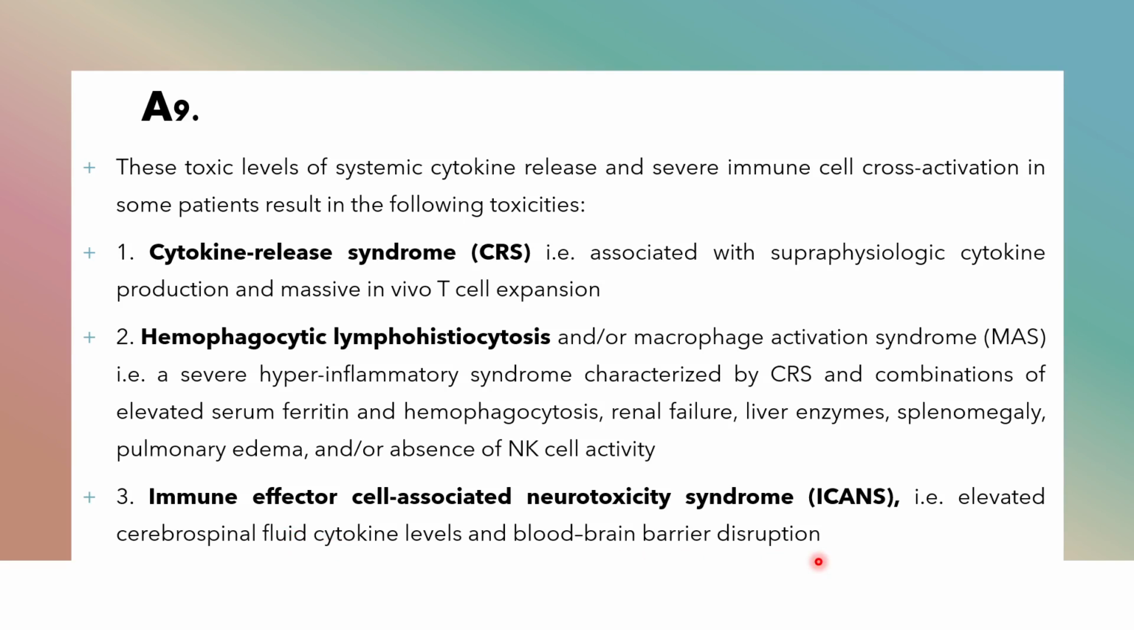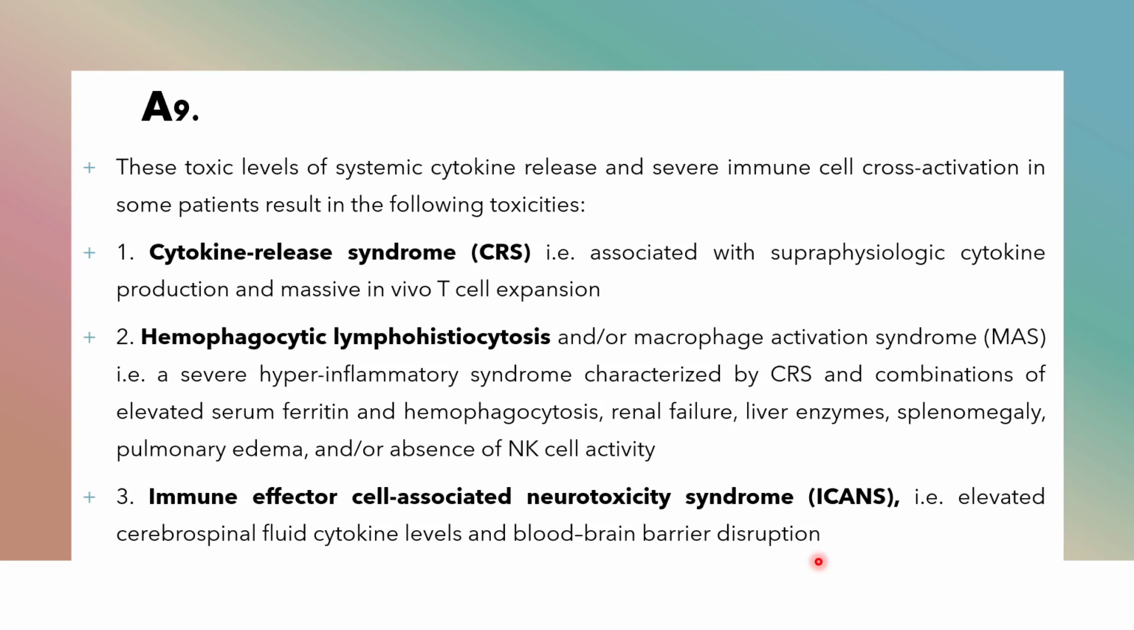So what happens when there is this systemic cytokine release or increase of cytokine levels, because we are providing from outside, right? When it happens like this, and this whole mechanism gets some kind of disruption, this leads to increased cytokine level in your cerebrospinal fluid, which leads to blood brain barrier disruption. So this is termed as ICANS.